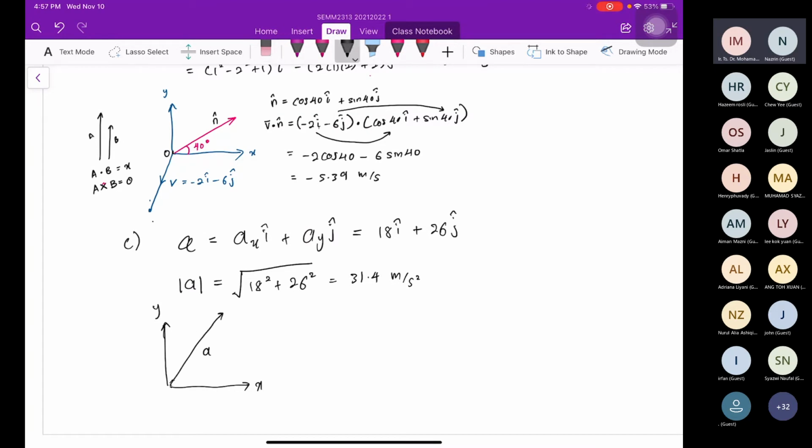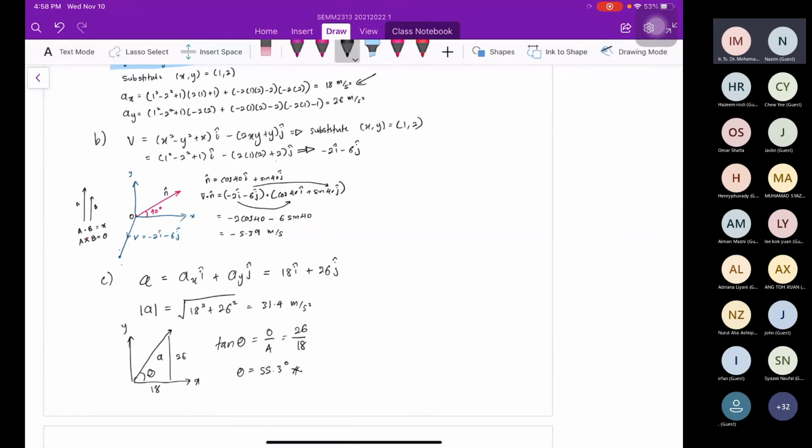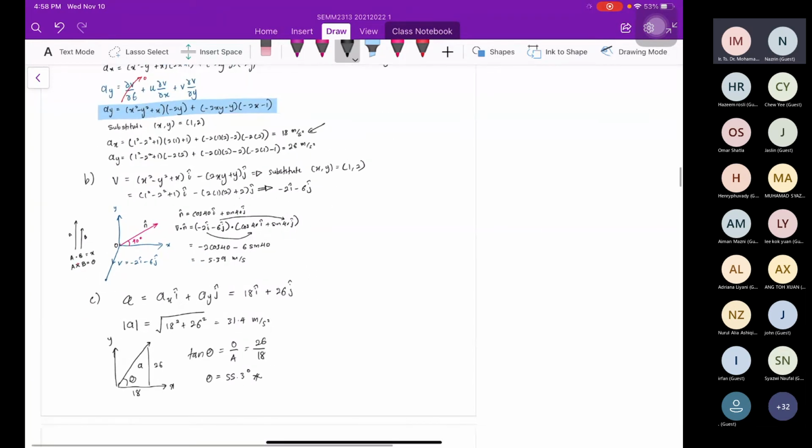In order to get this angle, very simple, you can use tangent. Tangent theta is opposite over adjacent. Opposite is 26, adjacent is 18. So 26 over 18, you will get theta equal to 55.3 degrees. That's it. Simple, right? Any question?